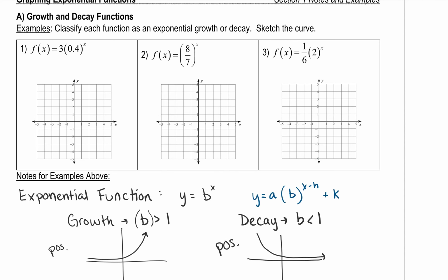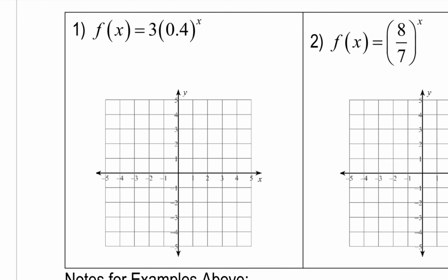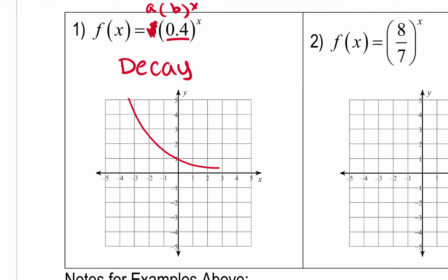Alright, so let's look at these numbers and do these real quick. If I look at this, I have my a times b to the x, and remember, I only want b, so this is the number I'm looking for. You don't need to worry about the one in the front, because the base tells you everything. Because 0.4 is less than 1, this would be decay. And then my graph, because it's positive, I'm going to start up here and go down towards the x-axis and then level out. And that's my decay. That's all we're doing for these questions, is labeling growth or decay and then sketching the graph.